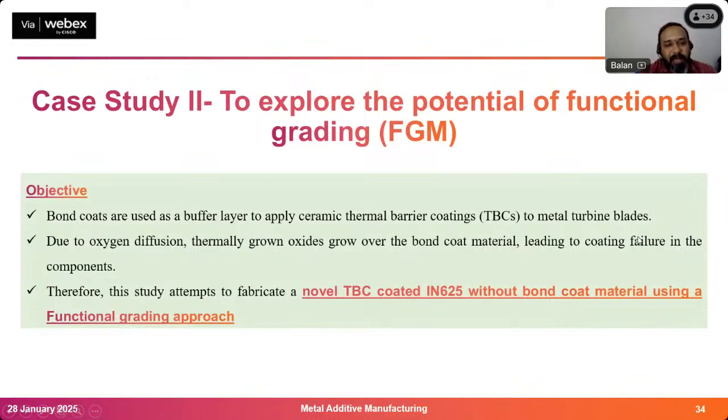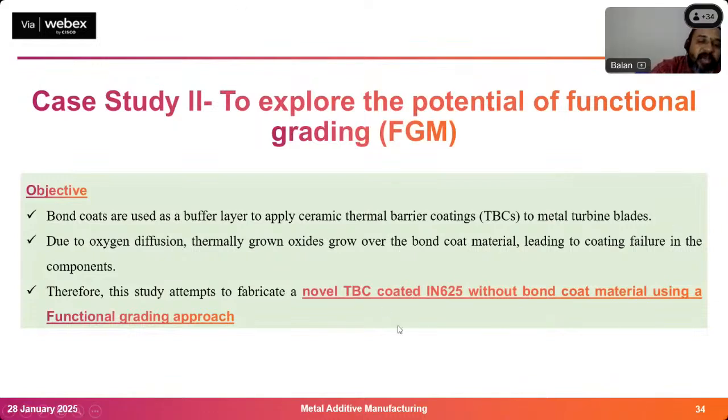So now the problem is what's happening. Your oxygen is coming and your temperature is directly connecting with your bond coat. From the bond coat, you are getting an oxide layer, and it fails. So we sat and thought whether we can print without a bond coat. That is a challenge. Can we do it? We can do it, but the problem is how to make adhesion between a ceramic and a metal. So there comes a technique called FGM. I will explain what FGM is.